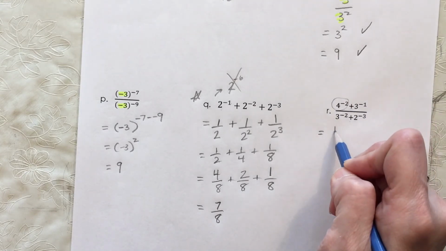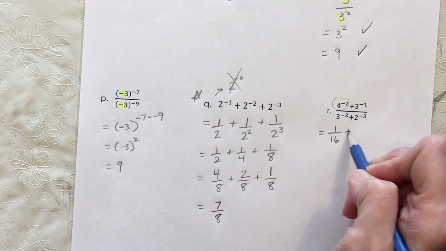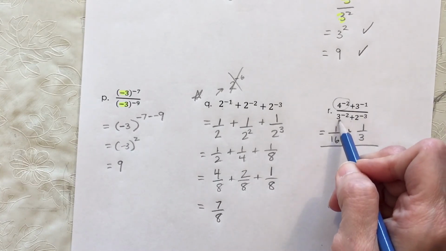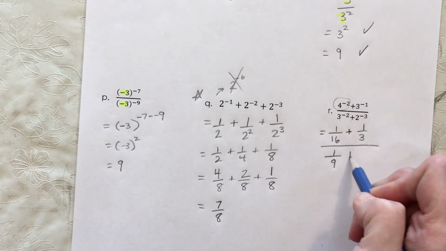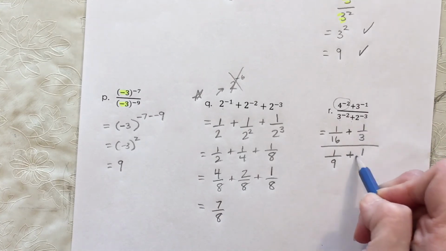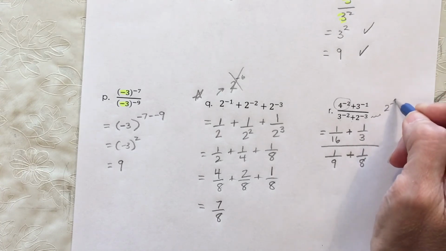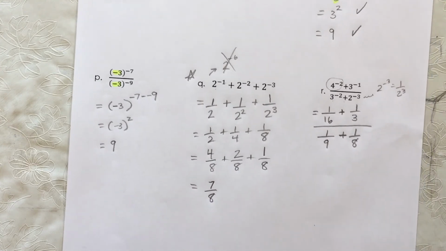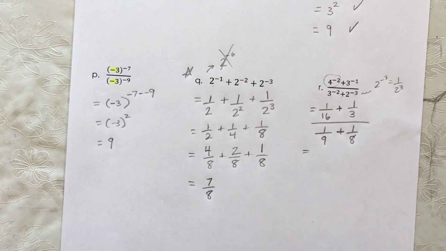So 4 to the -2 is 1 over 4 squared, which is 1/16, plus 3 to the -1 is 1 over 3, so 1/3. Over 3 to the -2 is going to be 1 over 3 squared, so that's 1 over 9, plus 2 to the -3 is 1 over 2 cubed, which is 1 over 8. So now I've got this 4-layer fraction, and that's never simplified. I have to get to a 2-layer fraction in order to have it simplified.